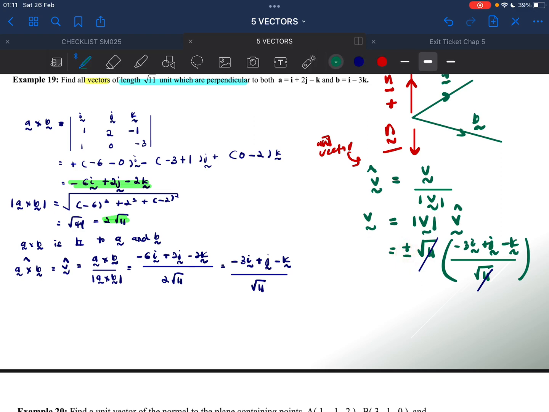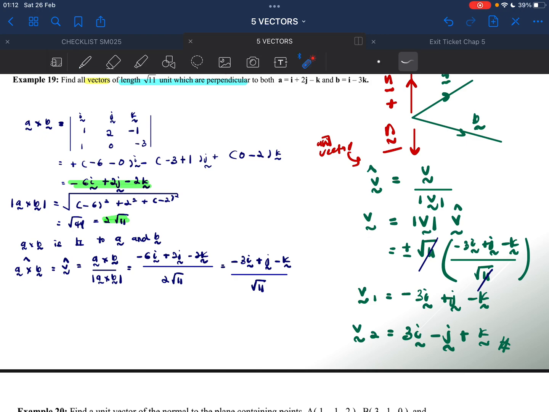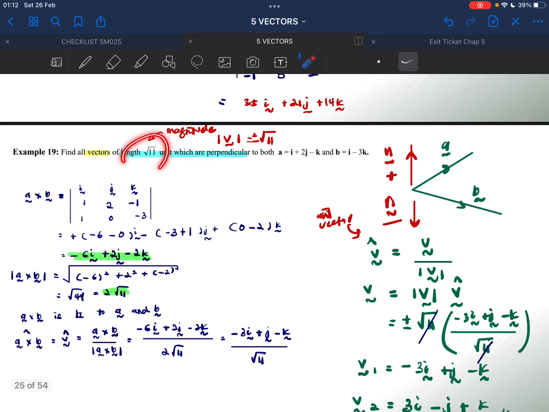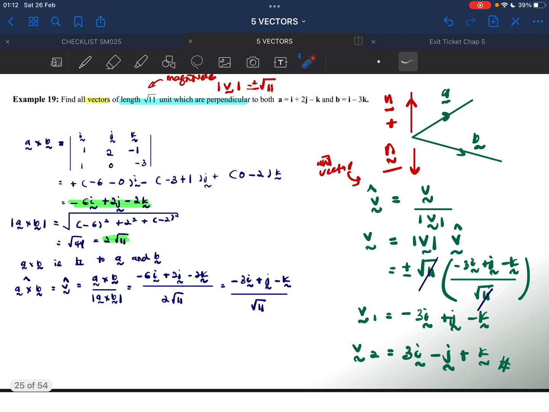So the vectors can be, let's write V1 equals negative 3i plus j minus k, that is for positive, and the other one, V2, for negative, should be 3i minus j plus k. So that is our two vectors using the length square root 11. I hope you understand what I have said here. If you don't understand, please ask.